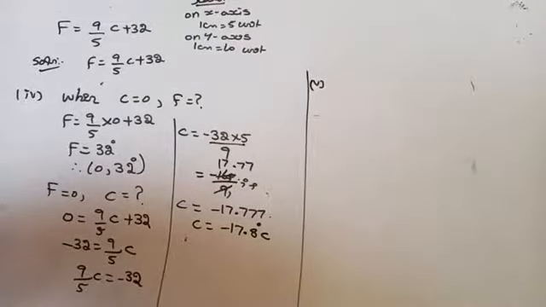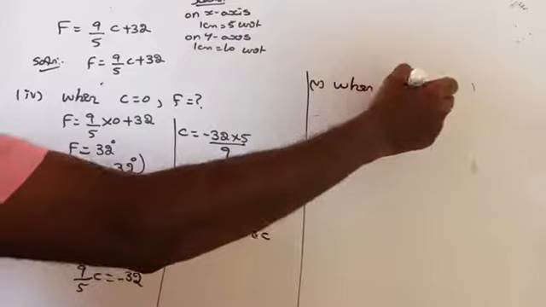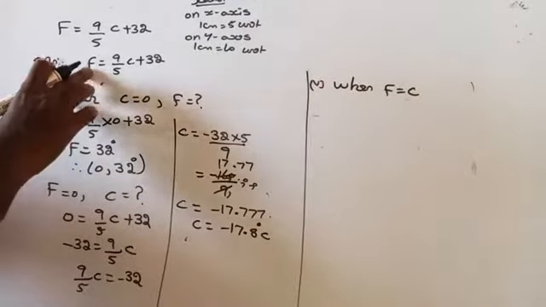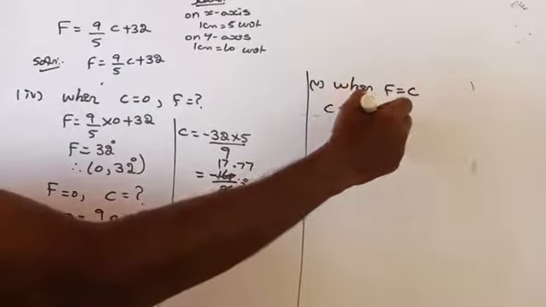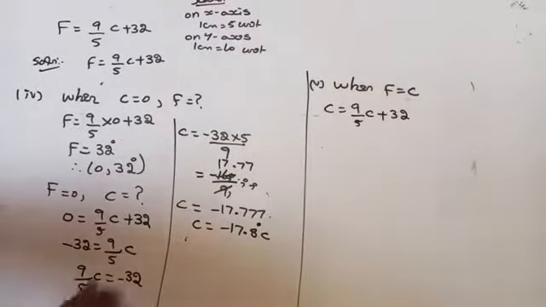And then the last part, the fifth part: is there a temperature which is numerically the same in both Fahrenheit and Celsius? If yes, find it. That is, Fahrenheit equal to Celsius, when F equal to C. It's very simple. Put F equal to C here. So what will you get? C equal to 9 by 5 C plus 32. Am I right? Now take LCM.